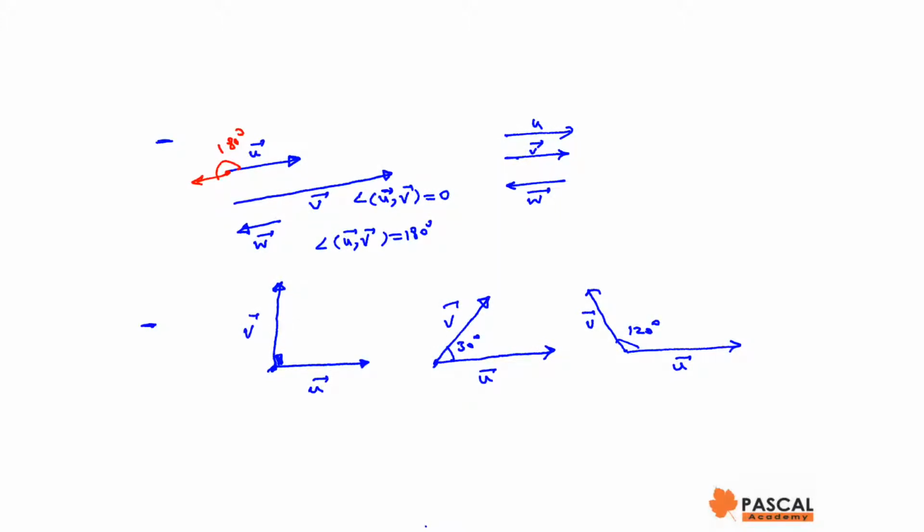Next example. The angle between vectors u and v is 90 degrees. In this case, magnitude of u plus v and magnitude of u minus v are equal. The lengths of the diagonals in a rectangle are equal.